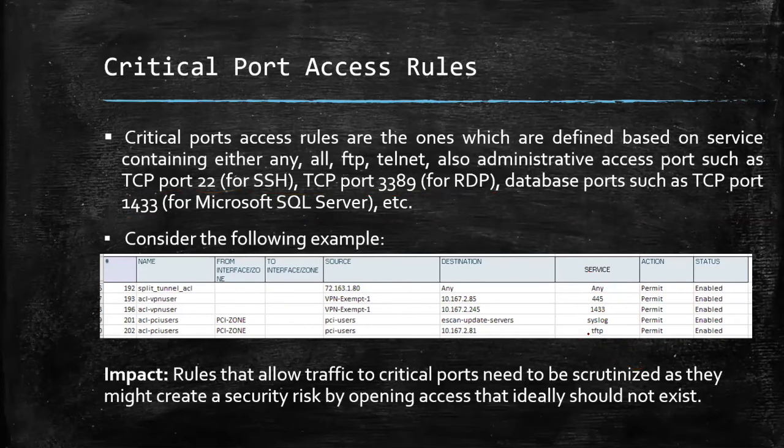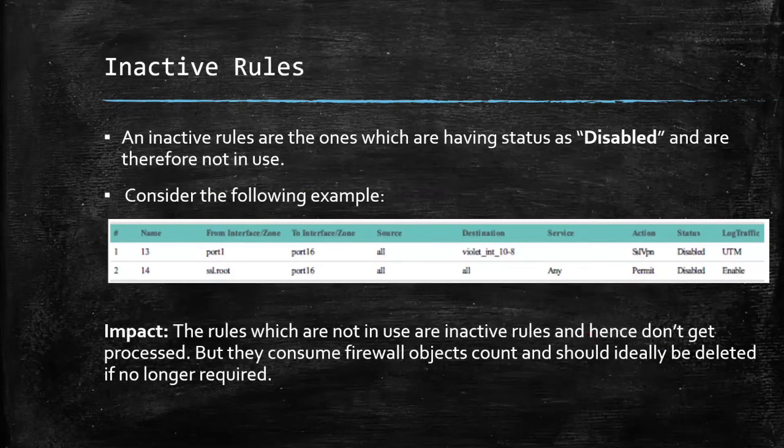Now, what are inactive rules? The network administrators create the rules, and after a particular time they disable them. That means they are not used, but they want to keep them disabled so that at a later moment they can be used. But after 6 months or 1 year, that rule is still present and has not been removed. This rule should be removed because it will consume extra firewall object space, and that will unnecessarily create latency in the firewall's performance.